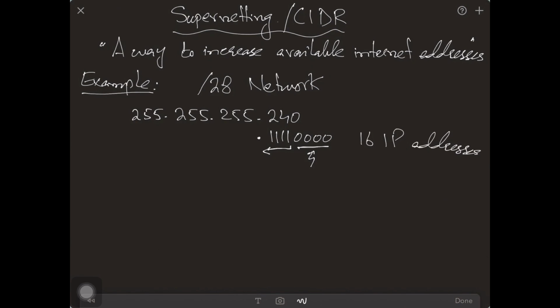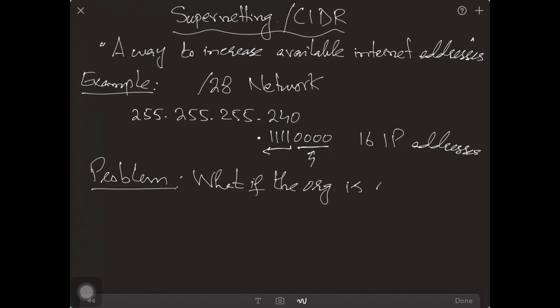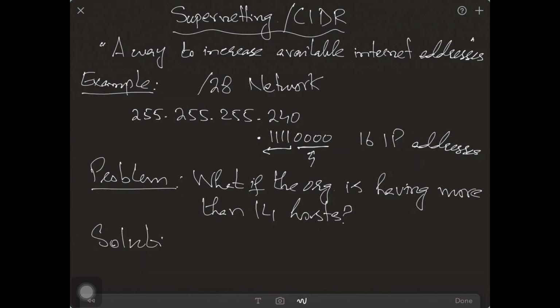Now the question arises: what if the organization is having more than 14 hosts? The solution to this is private IP addresses. So what are private IP addresses?